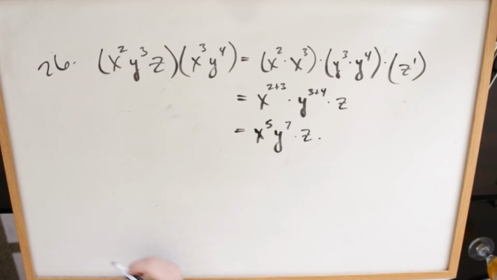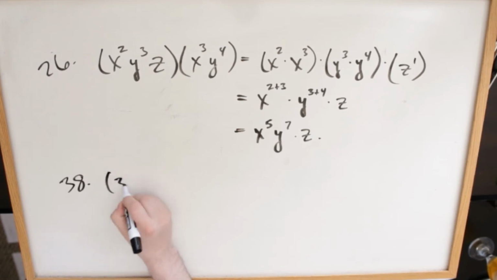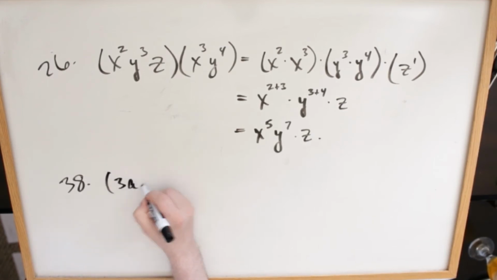All right, let's do one more. 38. 3 a, b. This is like the hardest one, I think, on here.